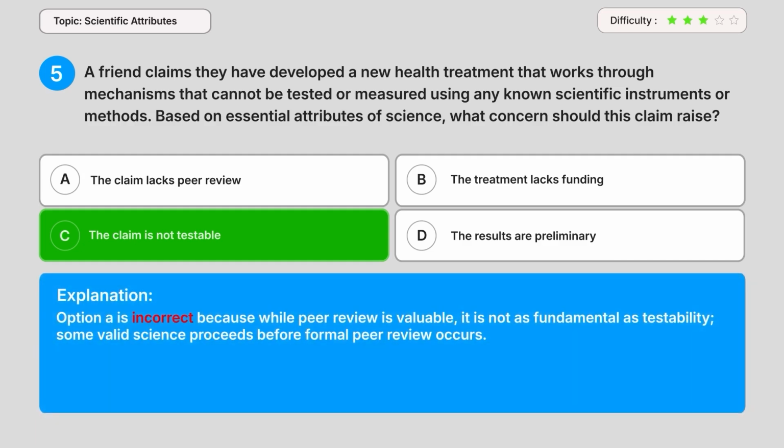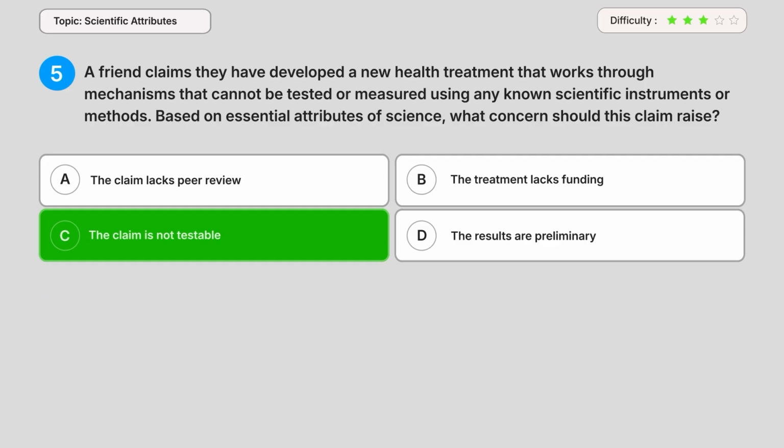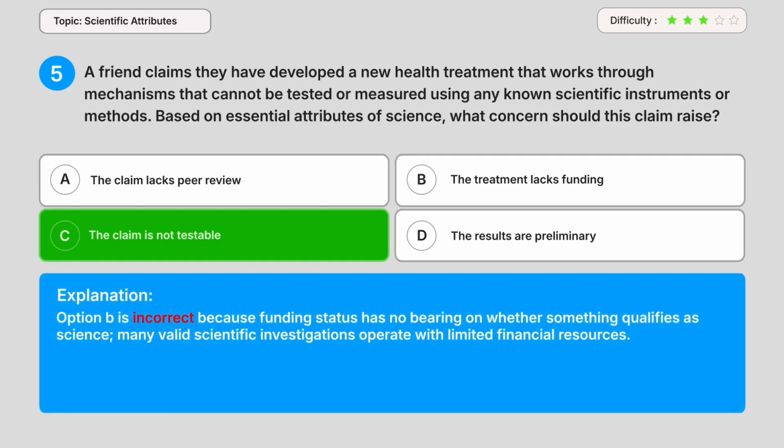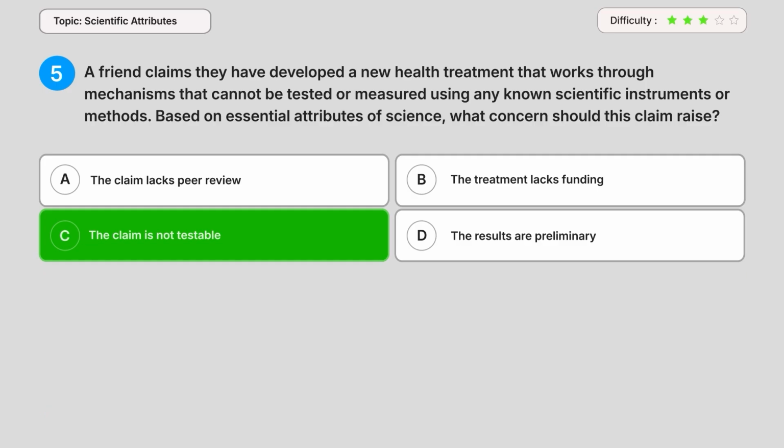Option A is incorrect because while peer review is valuable, it is not as fundamental as testability. Some valid science proceeds before formal peer review occurs. Option B is incorrect because funding status has no bearing on whether something qualifies as science. Many valid scientific investigations operate with limited financial resources.